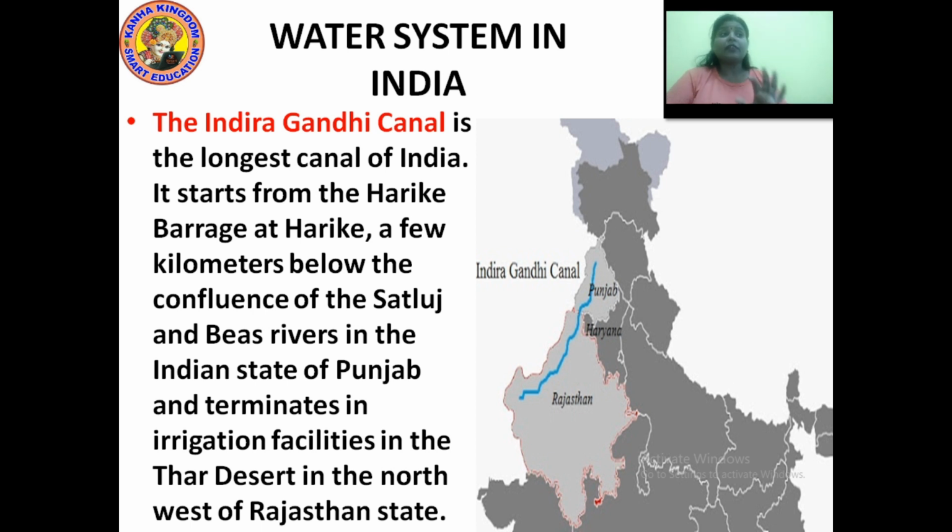This canal is very important because it helps the people with water for irrigation and for generating electricity also, because Punjab and some parts of Haryana and Rajasthan all require water for irrigation purposes. So the Indira Gandhi Canal is a very important canal of India.